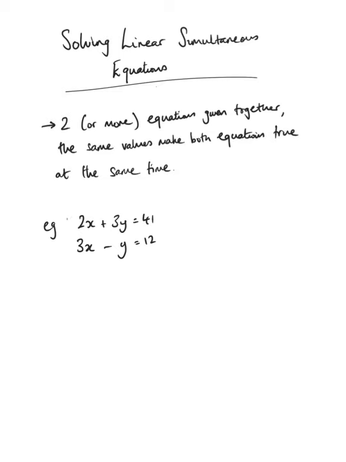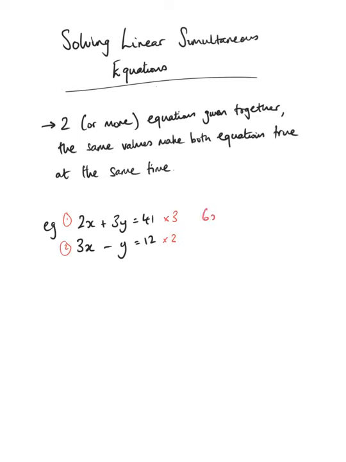Now the first thing I'm going to do is multiply by the other number of x's. If I'm looking at equation 1, in the other equation there are 3 x's, so I'm going to multiply by 3. If I look at equation 2, in the other equation there are 2 x's, so I'm going to multiply by 2. When I say I'm multiplying by 3, I'm going to multiply everything by 3.